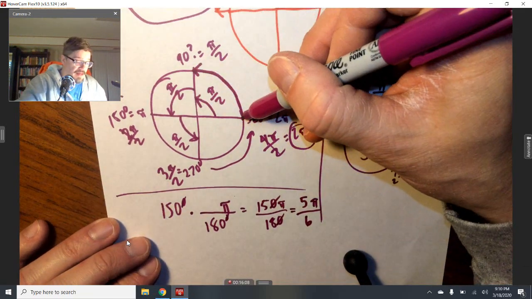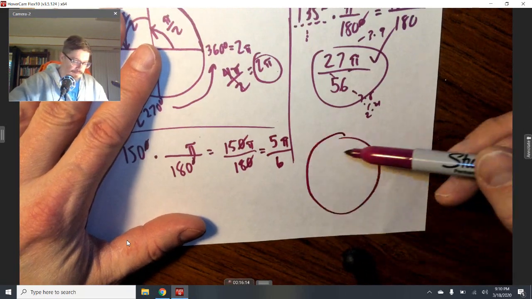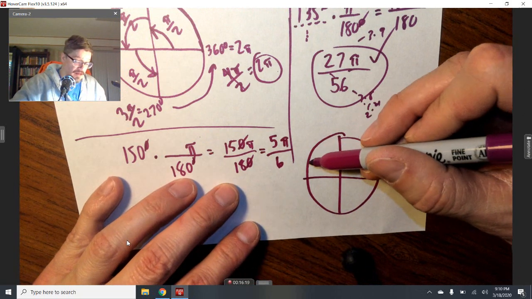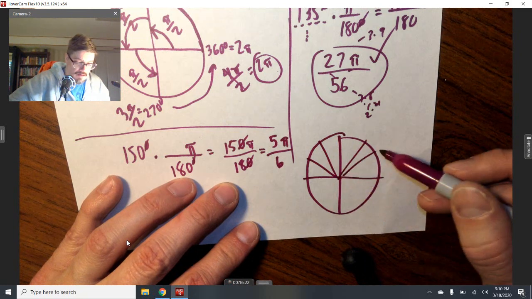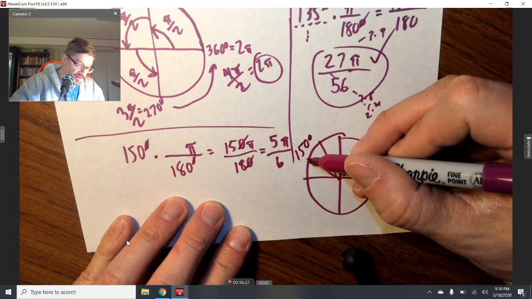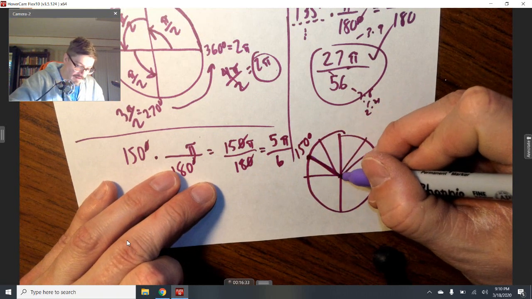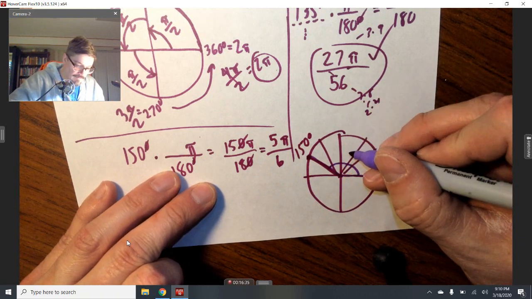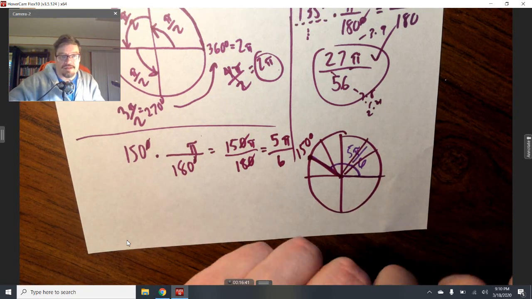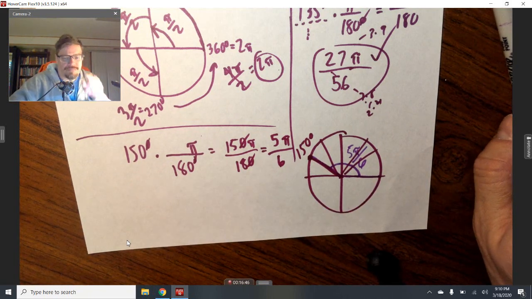So this means that if I were to break this guy, in fact, let me draw a new circle here, if I were to break pi into 6 pieces, 1, 2, 3, 4, 5, 6, 150 degrees would be right there. Okay. So that's our new standard of measurement now. All right. Now, there's negative angles. We'll talk about that another time. Right now, I'm going to stop it right there.